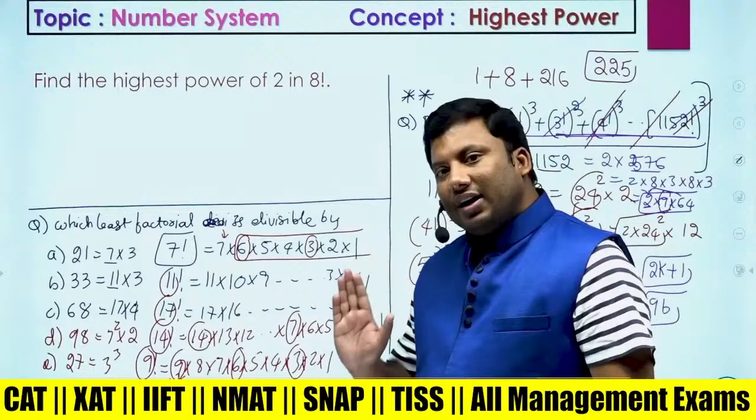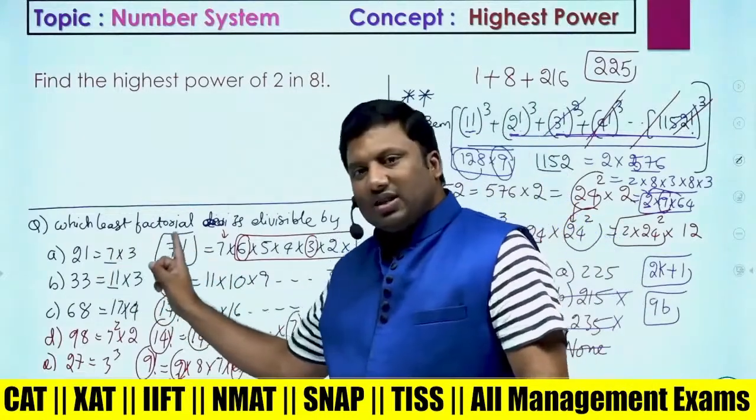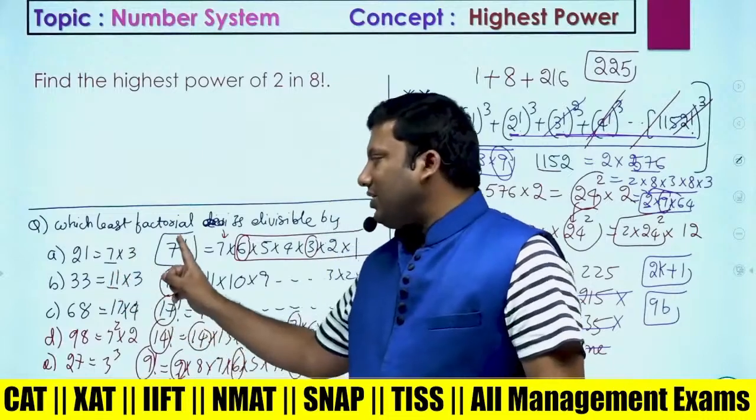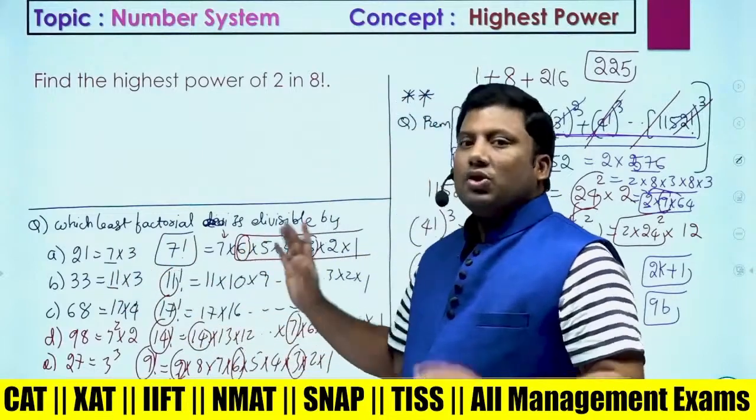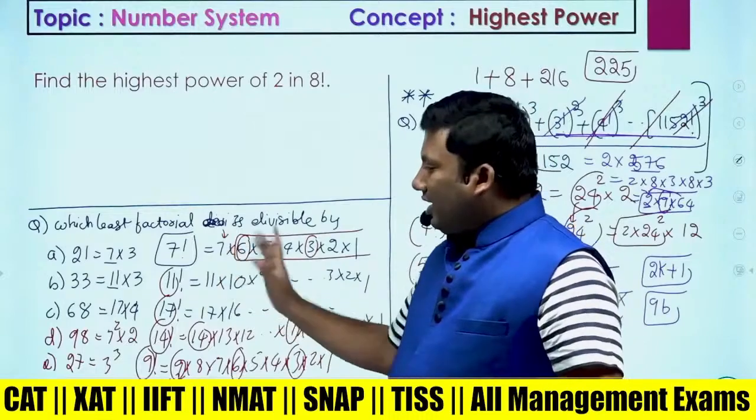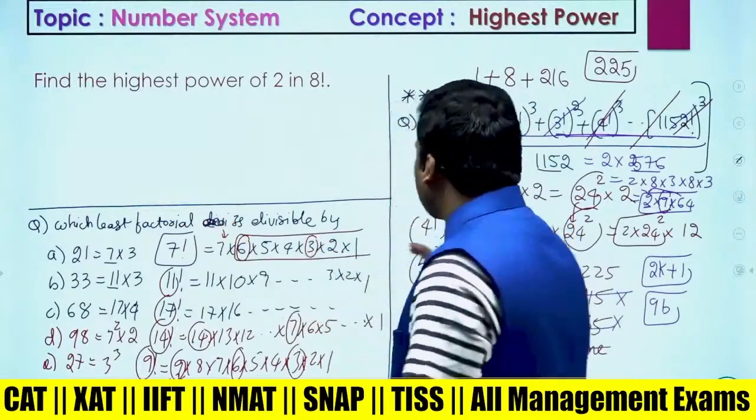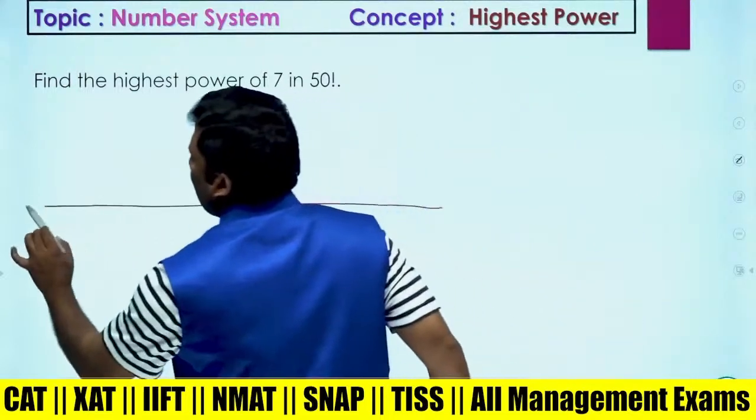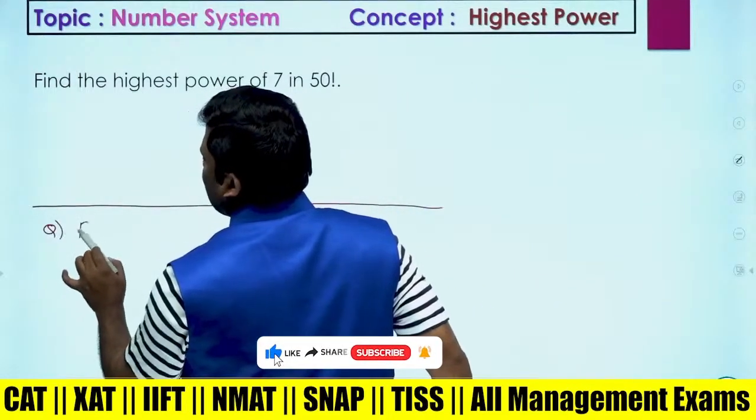Is the idea clear? 21 is 7 into 3. 21 contains 7 and 3. 1 power of 7 should come. So the least factorial which will have 7 in it is 7 factorial. The same question can also be asked like this.